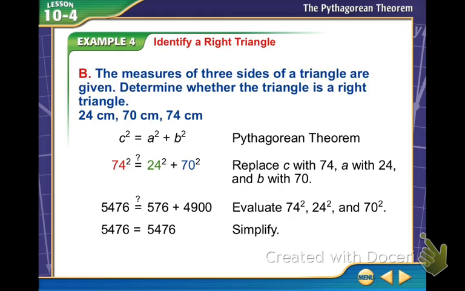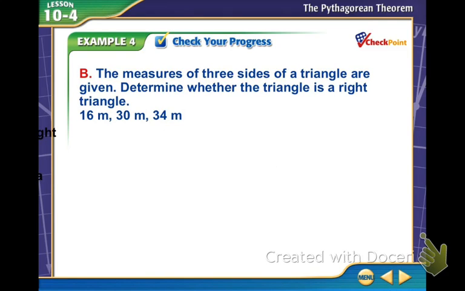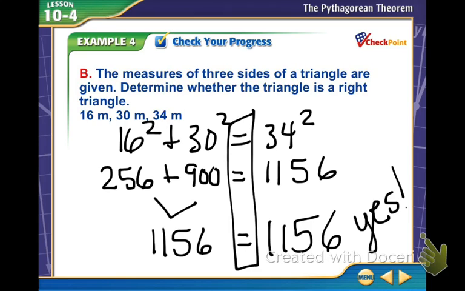Now in this one, it all comes out equal on both sides. So this would be an example of it is a right triangle. Pause the video and do this last check your progress problem. Okay, how did you do? Substitute them in, solve both sides of the equal sign. You'll find that they are actually equal. So yep, it is a right triangle.